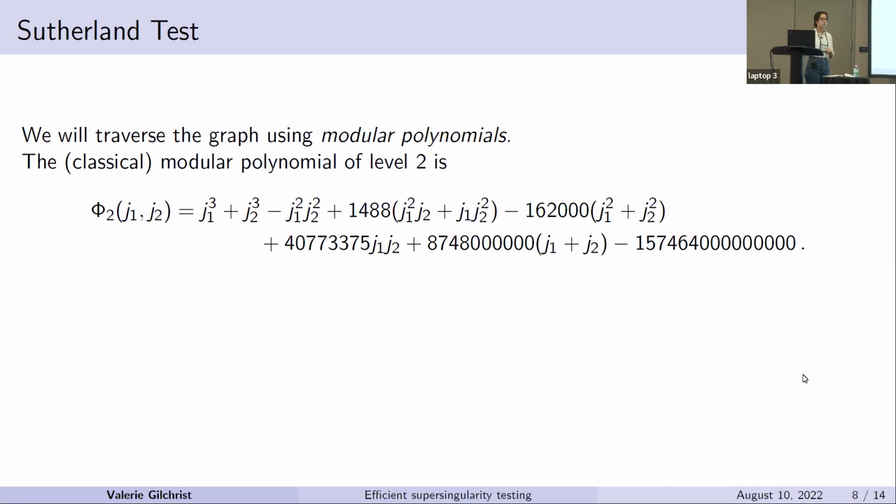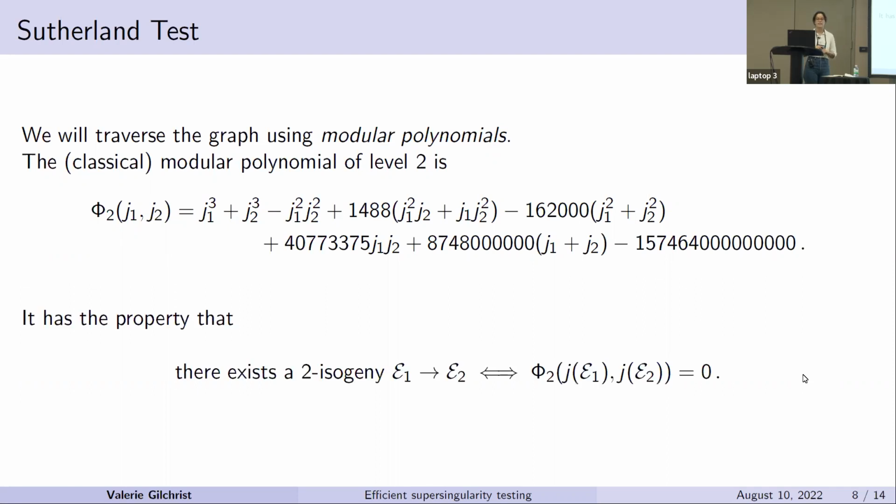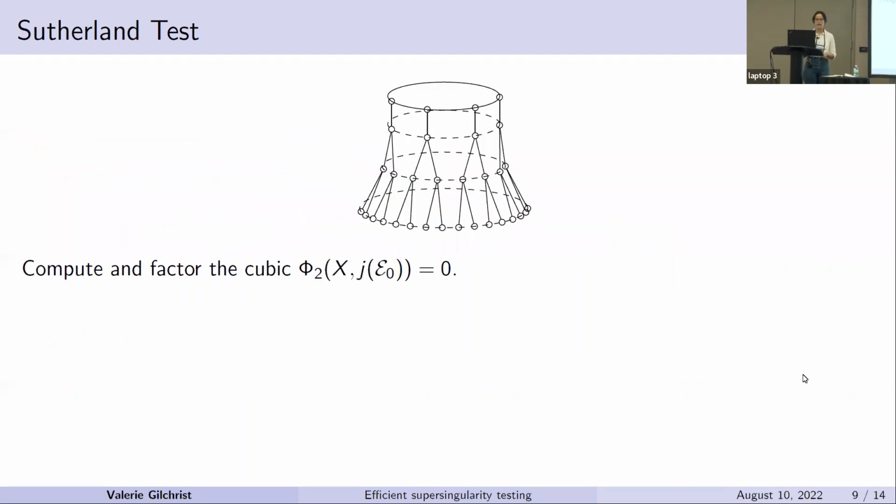And the reason we're going to use these polynomials is because they have a really nice property that there will exist a 2 isogeny between 2 elliptic curves if and only if the 2 modular polynomial, as defined at their J invariants, is equal to 0. So what we're going to do with this is to begin our 3 non-backtracking paths. We compute the modular polynomial evaluated at the J invariant of our starting curve over this polynomial ring, so we're going to compute it over x. This is going to give us a cubic in x. Once we factor this, we're going to get the 3 roots, and these are going to be the 3 neighbors of our starting curve in the graph.